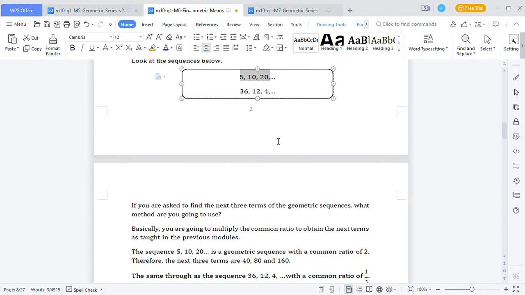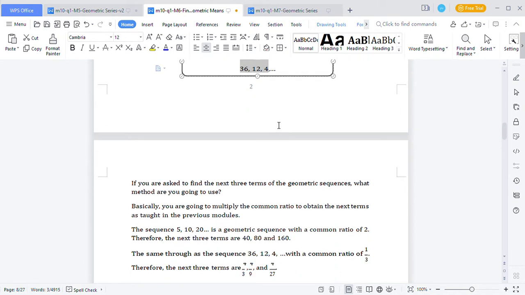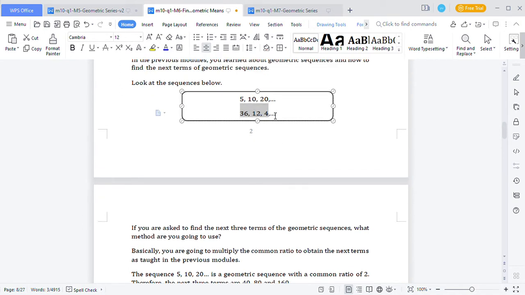So, how did we get 40? We get 40 by multiplying 20 by 2. We all know that the common ratio here is 2. It is the same with the next sequence. Now, we will have to get the next 3 terms by multiplying with 1/3. So their common ratio is 1/3.